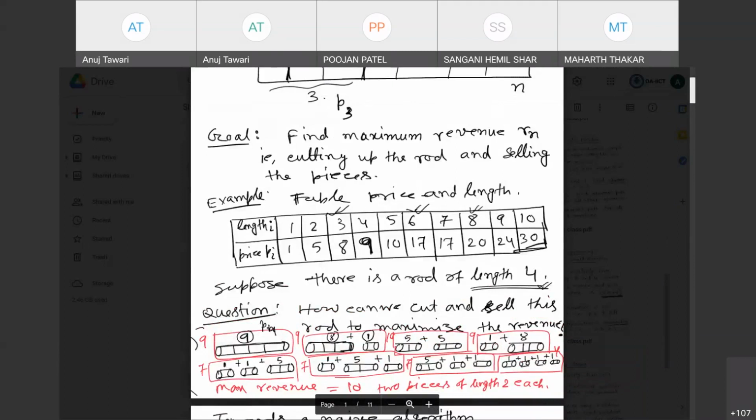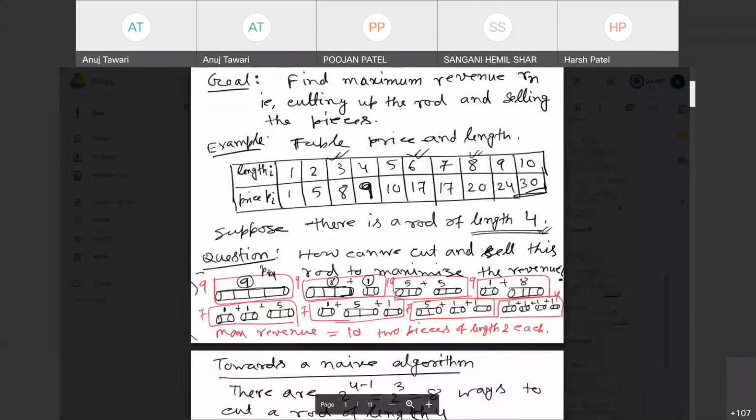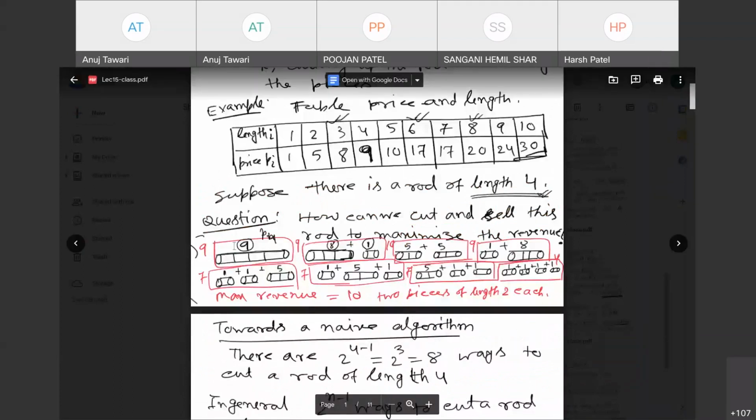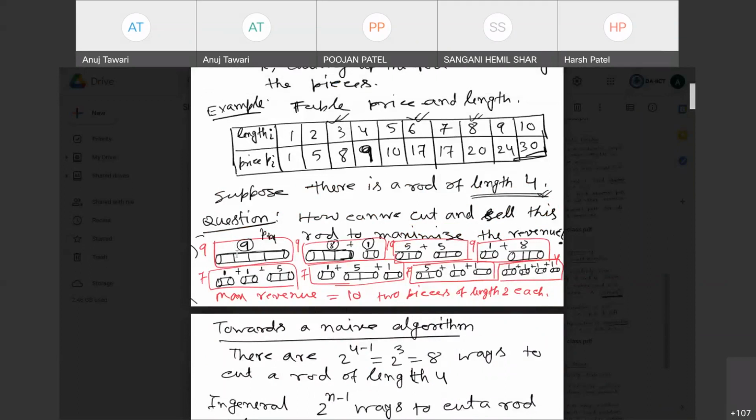2 raised to n minus 1. Yeah, 2 raised to n minus 1. That's exactly correct. So how do you find 2 raised to n minus 1 is that there are n minus 1 choices to cut this particular rod. Even if you cut into length 1 each, either you cut at that point or you don't cut. There are two choices for that, and you get 2 raised to n minus 1. So basic counting.